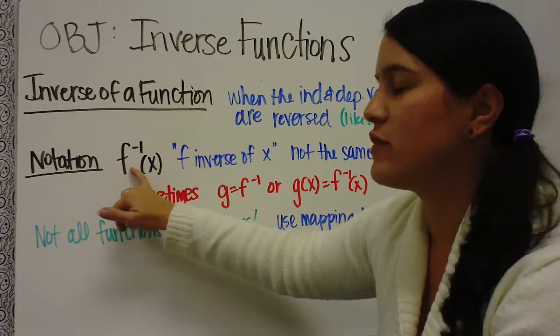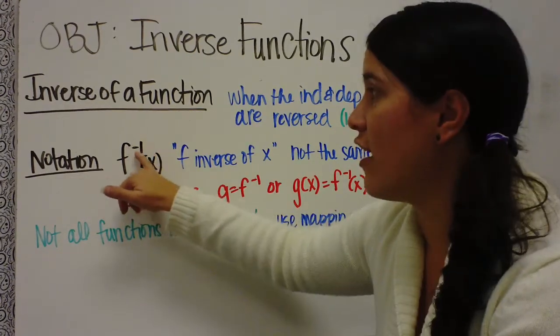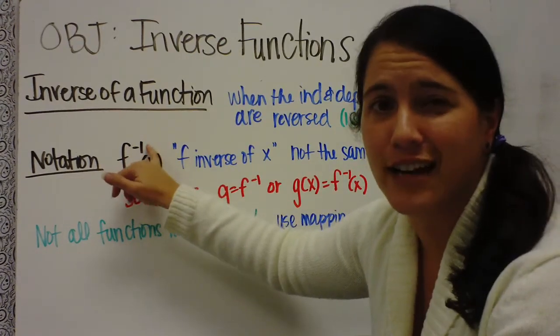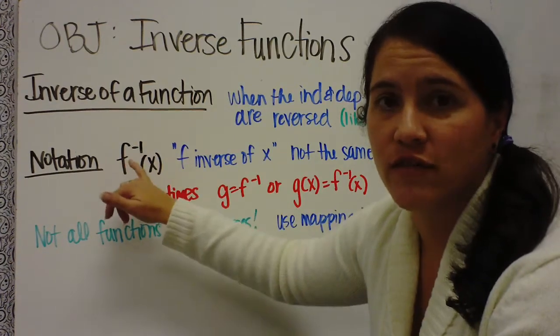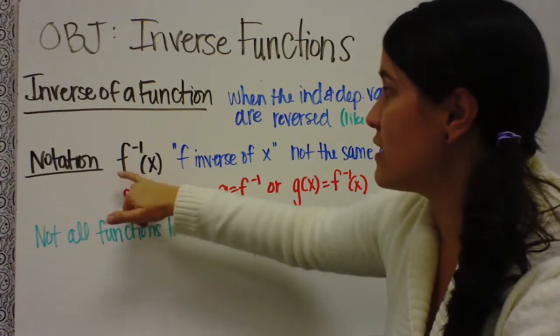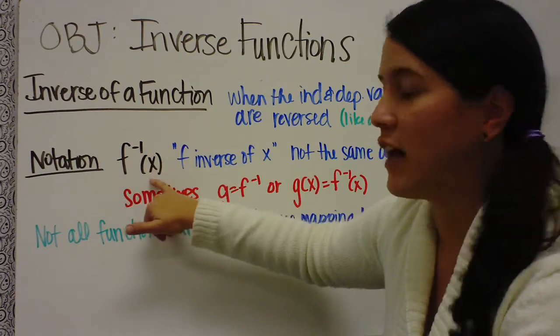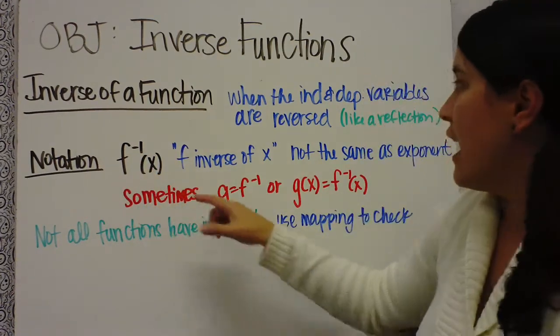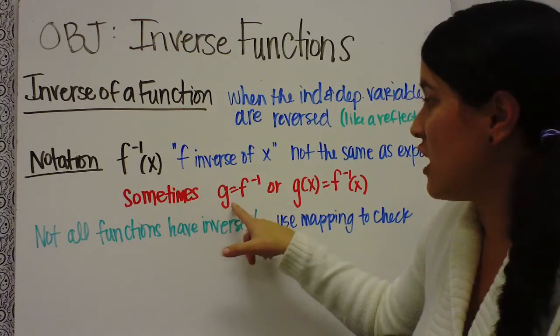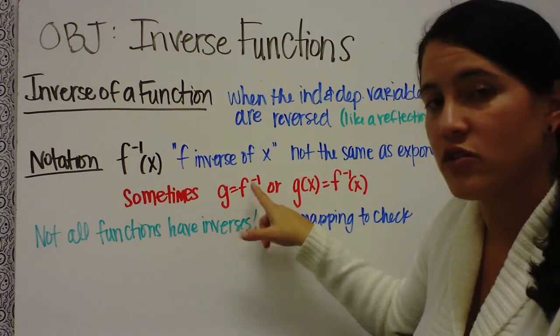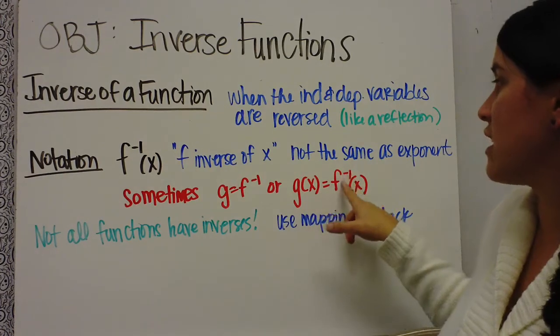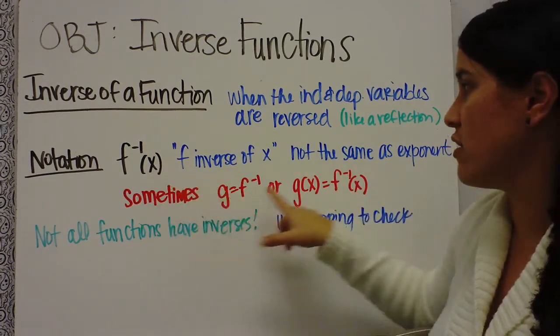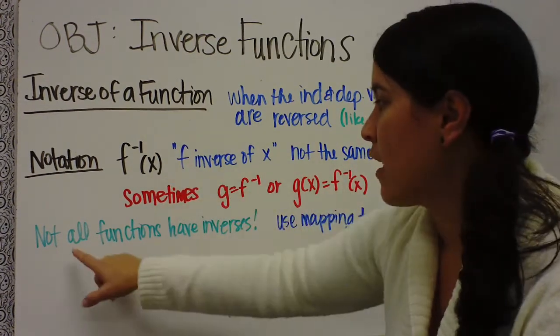So the notation we use, instead of f of x, is f to the negative 1. It's not an exponent. This is inverse function notation. So this reads f inverse of x. Not f of x, but f inverse of x. And sometimes you'll see g equals f inverse, or g of x is f inverse of x. So these are the notations that you might see.